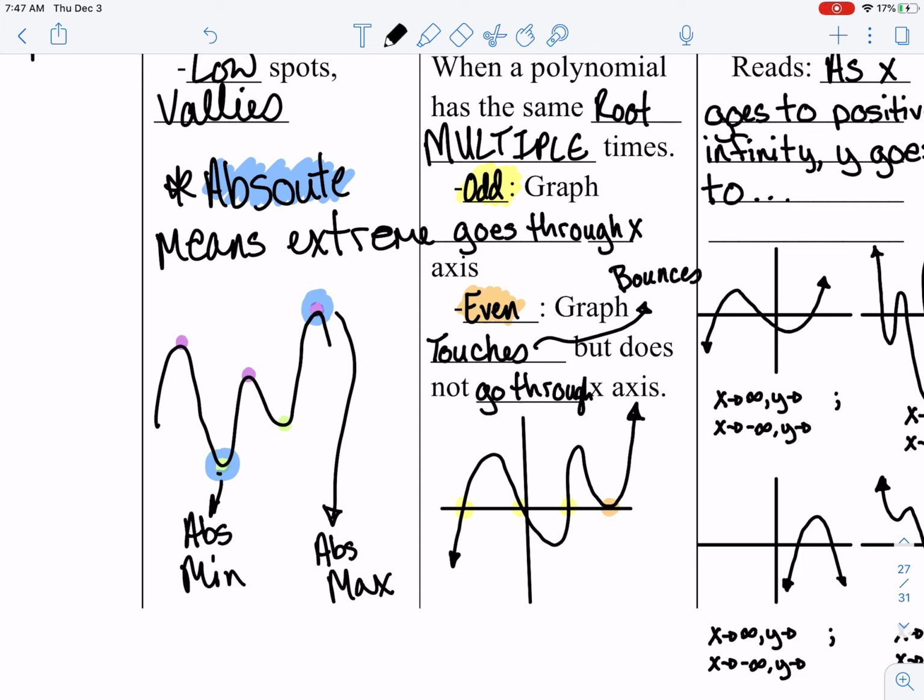Absolute means extreme, okay? So when you think of extreme, it's either the worst or the best, or in the case of polynomials, the lowest or the highest, okay? And you can see I have absolute highlighted there in blue, and so I circled around the absolute min and the absolute max. The reason this left point is the absolute min is because it's the lowest of the two identified mins. Same reason for the absolute max. It's the highest of the three peaks or hills, okay?